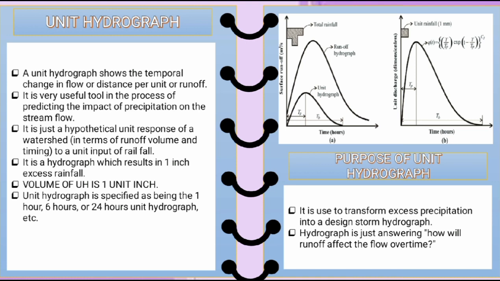A unit hydrograph is also specified as being a 1 hour, 6 hour, or 24 hour unit hydrograph, etc. So what is the purpose of a unit hydrograph? It is used to transform excess precipitation into a design storm hydrograph. The hydrograph is just answering how runoff will affect the flow over time.